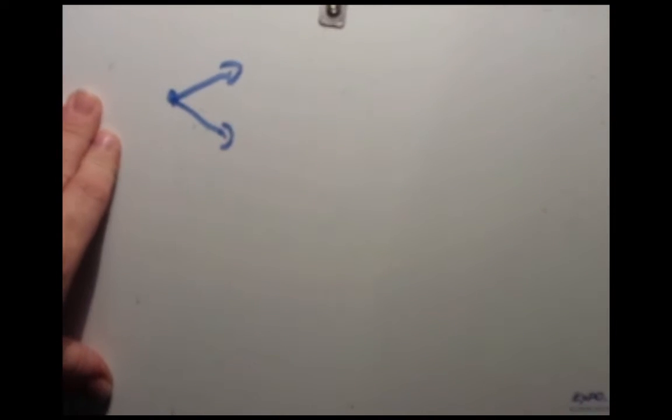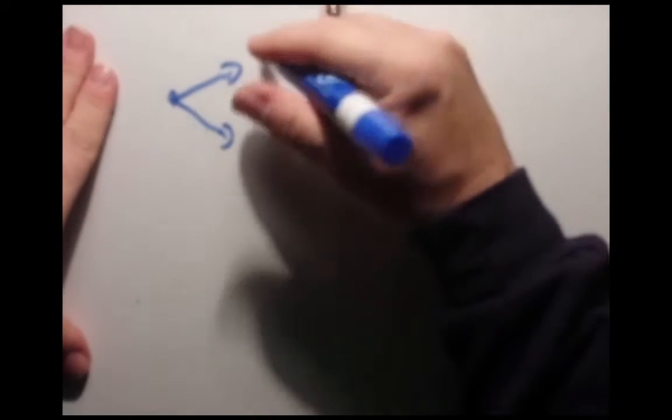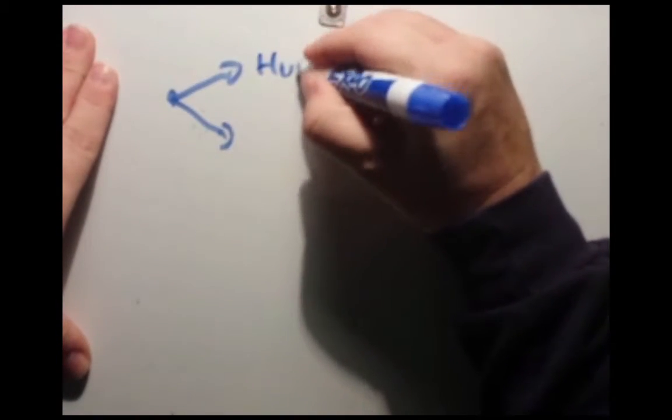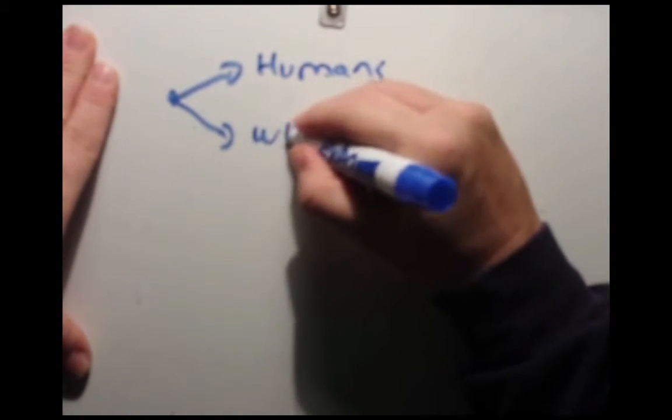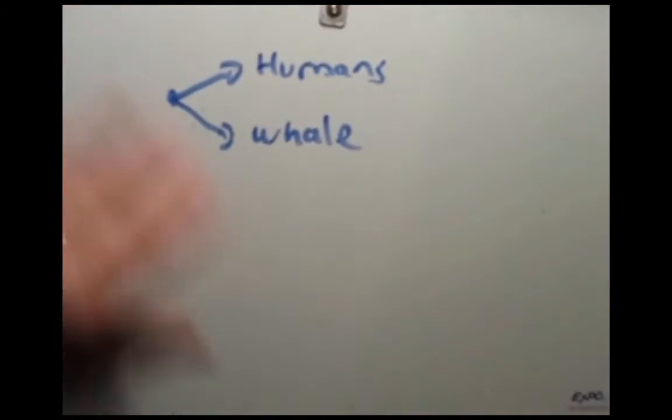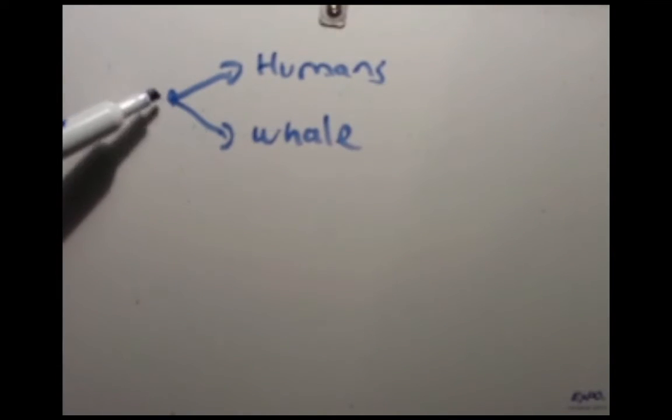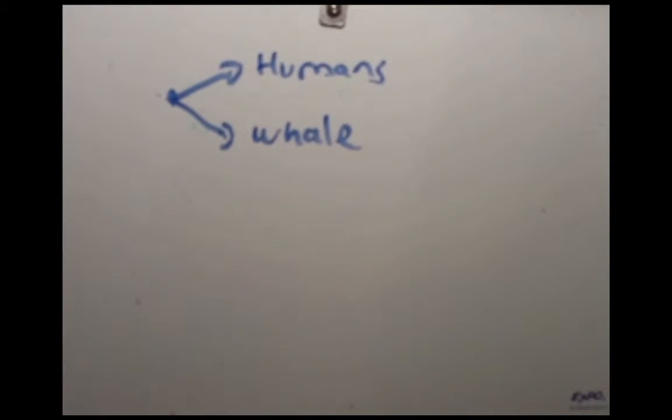Up to this point, we've talked about homology. In homology, we have similar structures arising from a common ancestor. So, for instance, we talked about human arms and, say, whale flippers. They all originate from and descended from this common ancestor. And so we have shared structures. Different functions, but a shared structure.